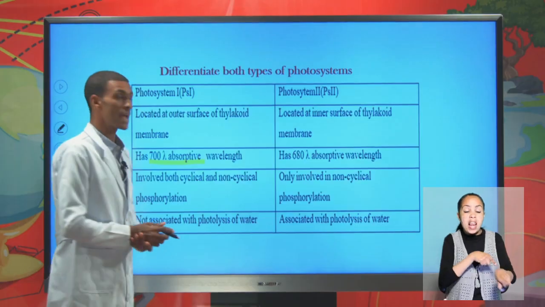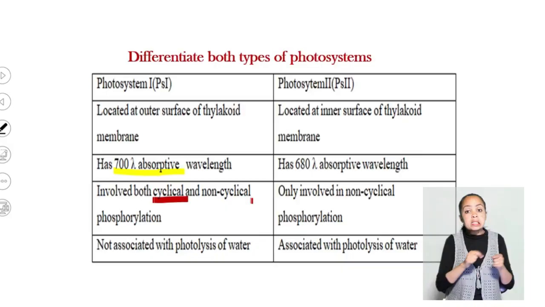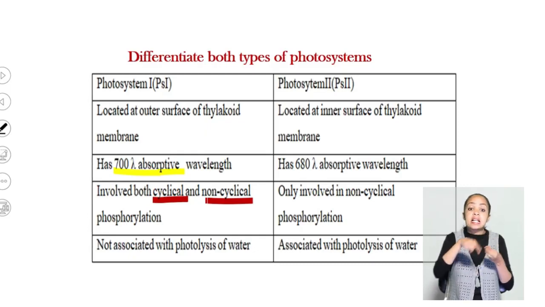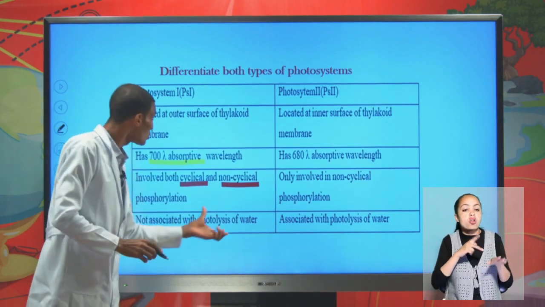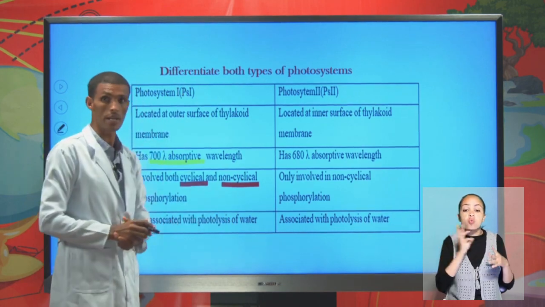Let's see. Photosystem 1 is located at the outer surface of the thylakoid membrane with 700 absorptive spectrum or absorptive wavelengths. And again, this type is present in both cyclical and non-cyclical phosphorylation. There is a reaction called photolysis of water, but it is not associated with photolysis of water here.